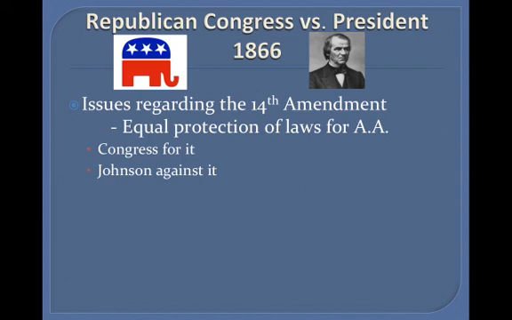Now, the Congress, they were for the 14th Amendment being passed in all the states. Andrew Johnson was against it. It's not to say that he didn't like it at all. It's more so that he just didn't think it was necessary. And he said some things like, whatever, they'll be fine. They don't need this. They have enough rights, all of those types of things.